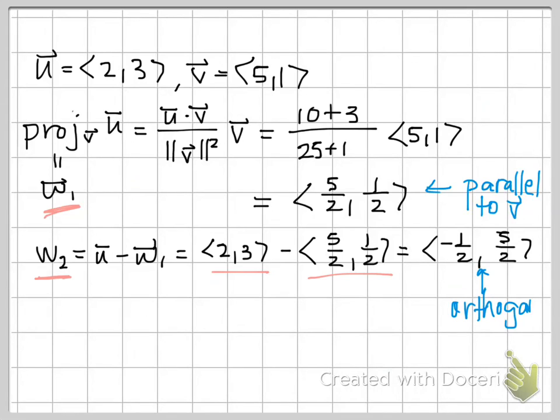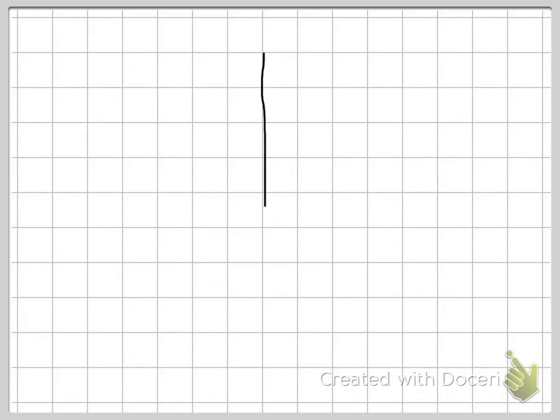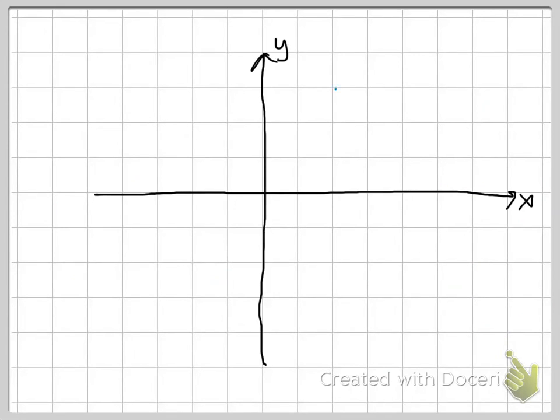These are vectors in the plane, so let's draw them. We've got 2, 3 is u, 5, 1 is v, 5 halves, 1 half is the projection, and negative 1 half, 5 halves is the component orthogonal to v. So here's my x-axis. Here's u and v. There's the projection of u onto v, and there's the vector component orthogonal to v.